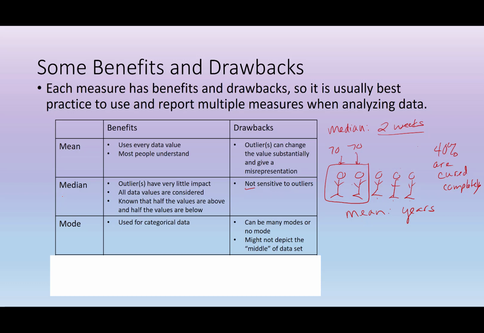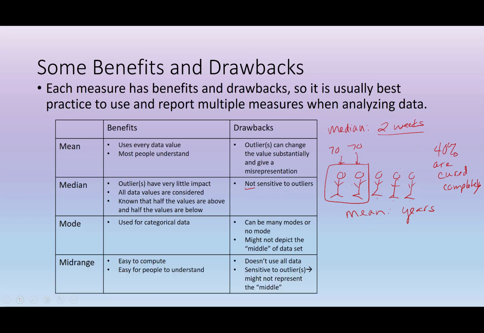And another drawback is that it might really not depict the middle of the data set, because if we have a small data set and it just happens to be that maybe the highest value happens twice and everything else happened once, well, that would become the mode, and that really wouldn't give us an idea of the middle. So the mode is not used quite as often as these other ones.